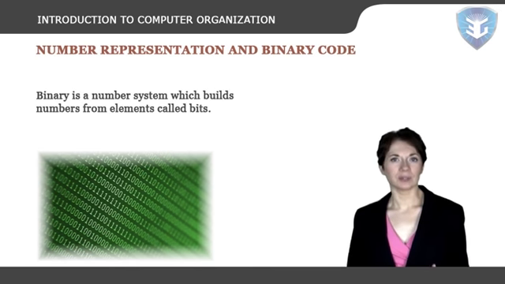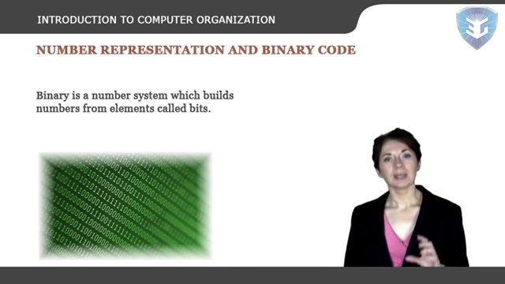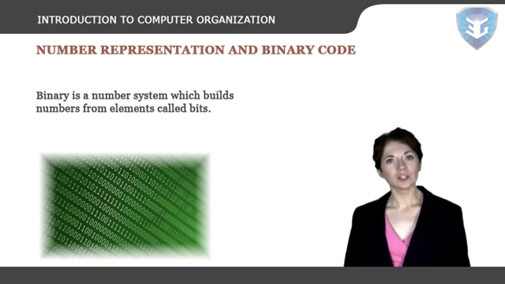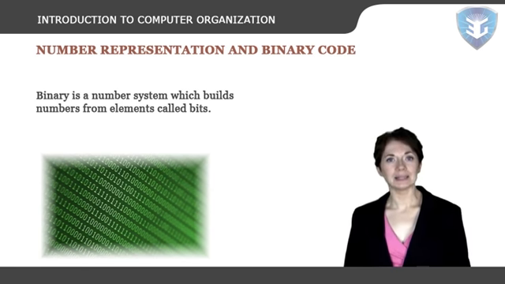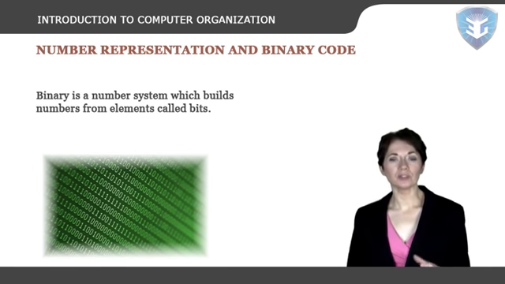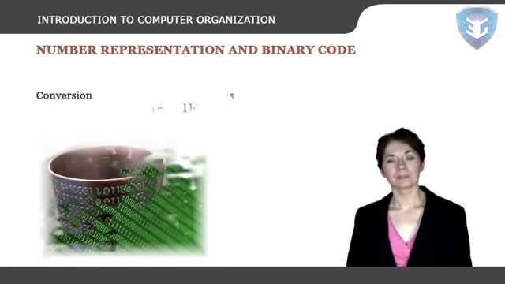Binary is a number system which builds numbers from elements called bits. Each bit can be represented by any two mutually exclusive states. Generally, when one writes it down or codes bits, one represents them with 1 and 0 to build binary numbers, the same way one builds numbers in the traditional base 10 system.